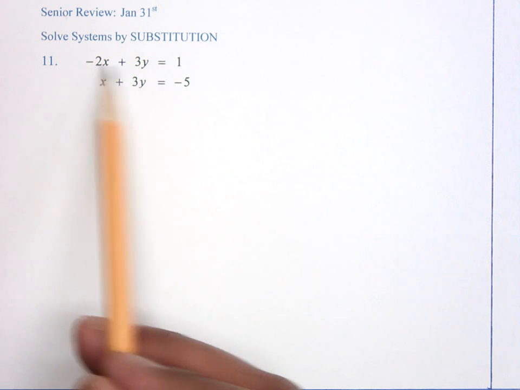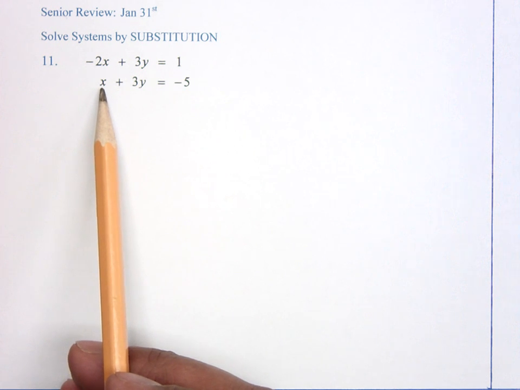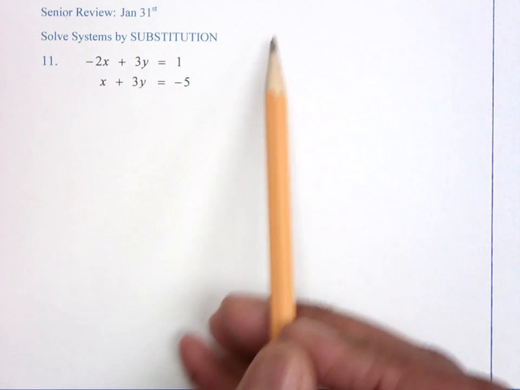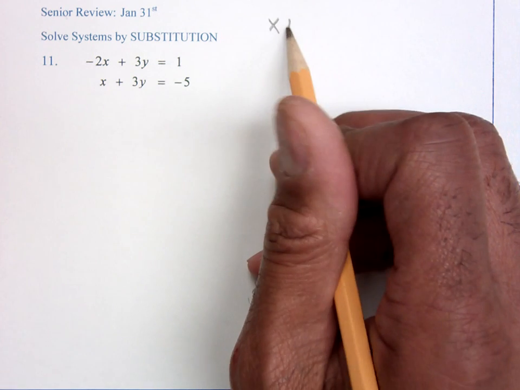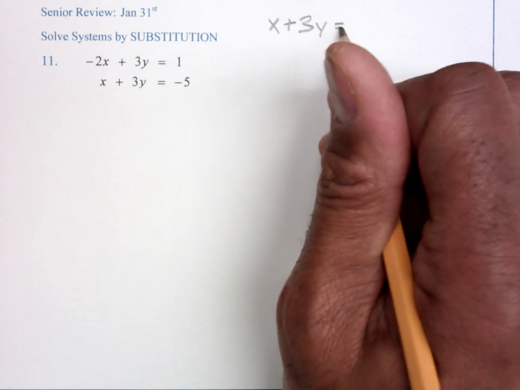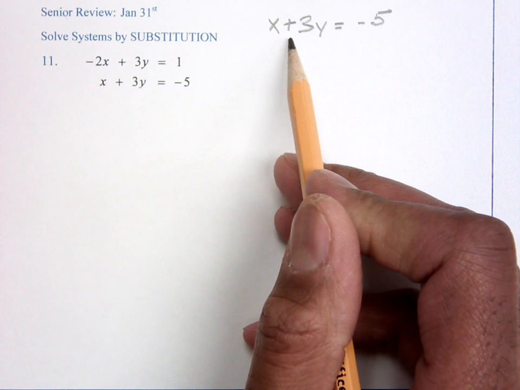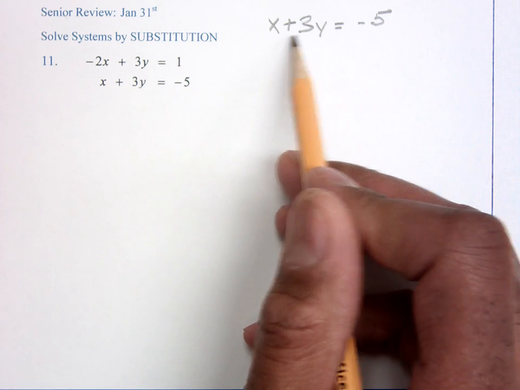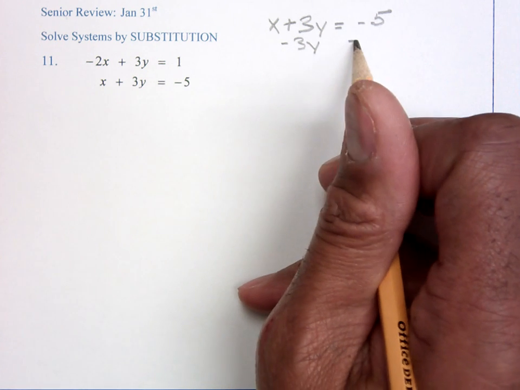We've got a negative 2x, 3y, another 3y, and an x. The x is the simplest, so we'll want to get this variable, this x, by itself. So I'm going to write this equation over here. Now to get the x by itself, I'm going to do the opposite of what they've done. They've added 3y, so I want to subtract 3y from both sides of this equation.